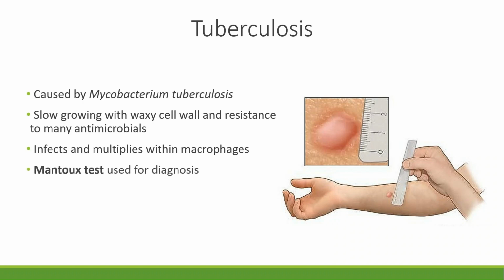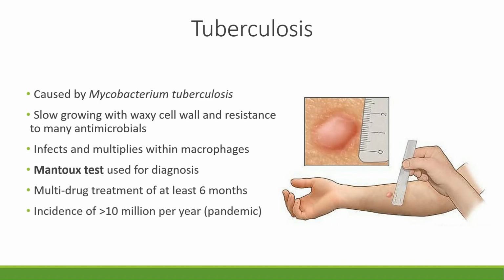Diagnosis is commonly done with a Mantoux test, and this checks for an immune response to bacterial cell components, which indicates that you've had exposure to that organism. Treatment requires a multi-drug regimen, and this can last for 6 months to prevent resistance, and sometimes it just fails and it doesn't work. So TB is one of those bacteria that are really tricky to treat.